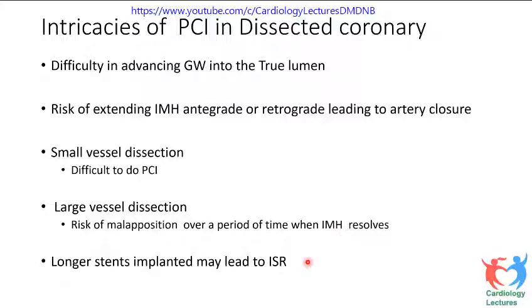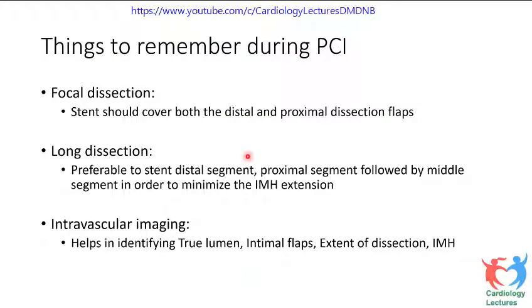And longer stents you implant, many times that is what we do in long dissections, the incidence of ISR is very high. And things you should remember is, if there is a focal stent dissection, you should cover both distal and proximal segment. That is very important. If it is a long dissection, try to stent distally, then proximally, and finally in the middle part, so that you don't extend the dissection. That hematoma will not extend, so stents at both ends will prevent that hematoma extension.